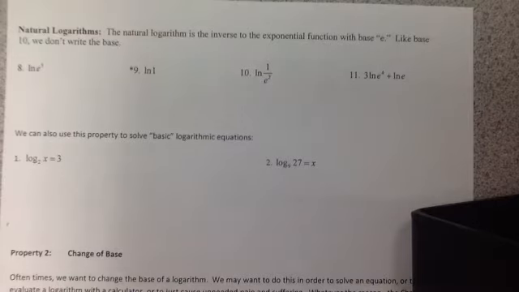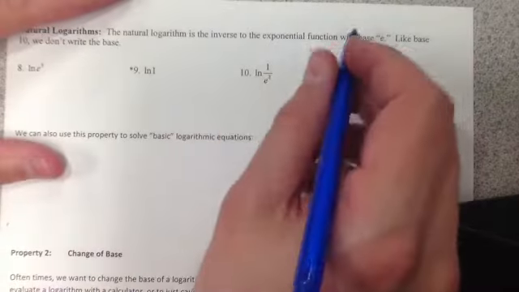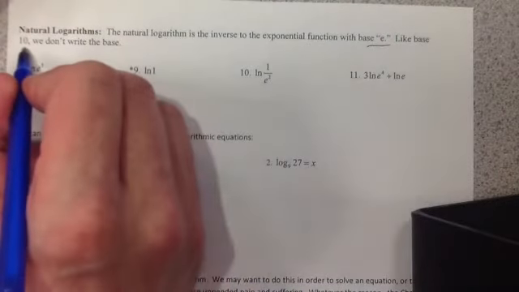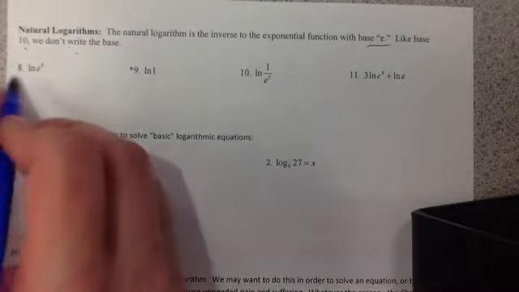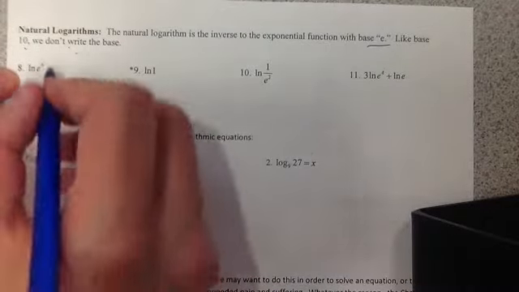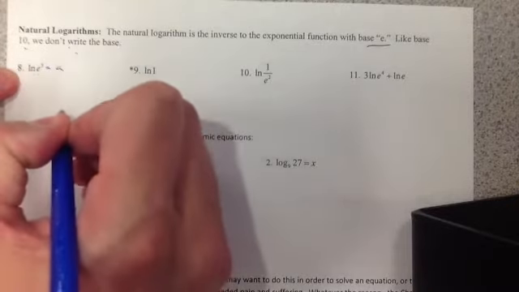For part 2, we're going to take a look at natural log. Now, the natural logarithm is the inverse of the exponential function with base e. And like base 10, we don't ever really write the base. So if I see something like the natural log of e to the 5th, and if I want to solve this, I can set that equal to a.